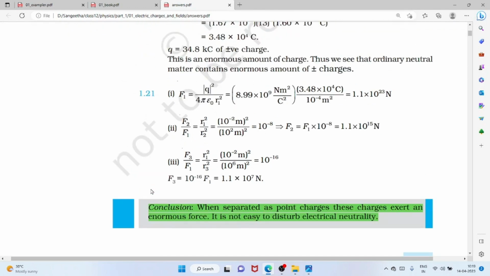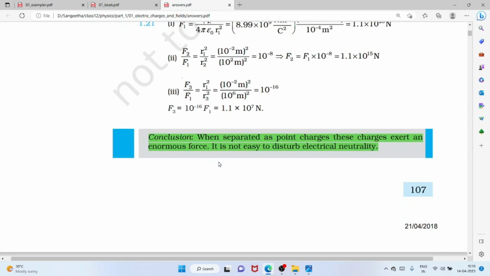See, force is inversely proportional to the distance square. Okay, so inversely, this is a denominator coming. Okay, conclusion: when separated as point charges, these charges exert an enormous force. It is not easy to disturb the electrical neutrality.